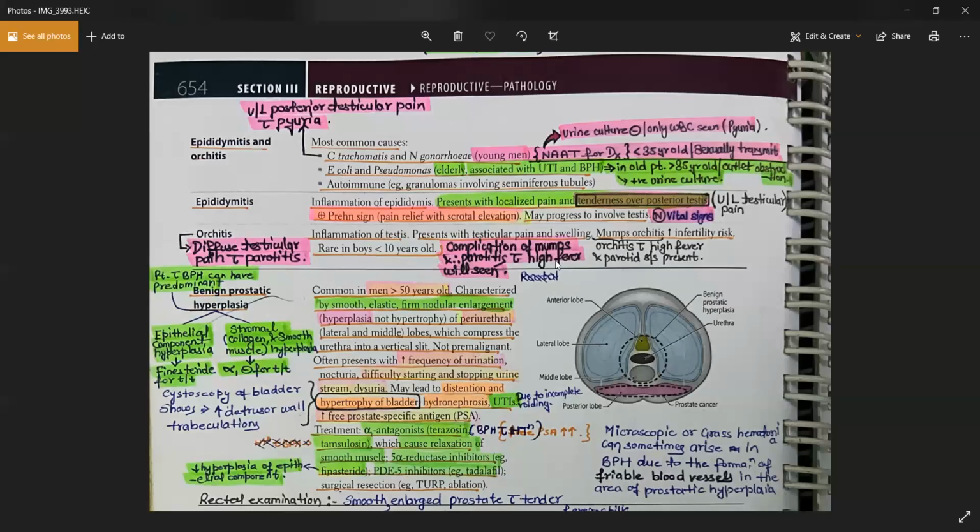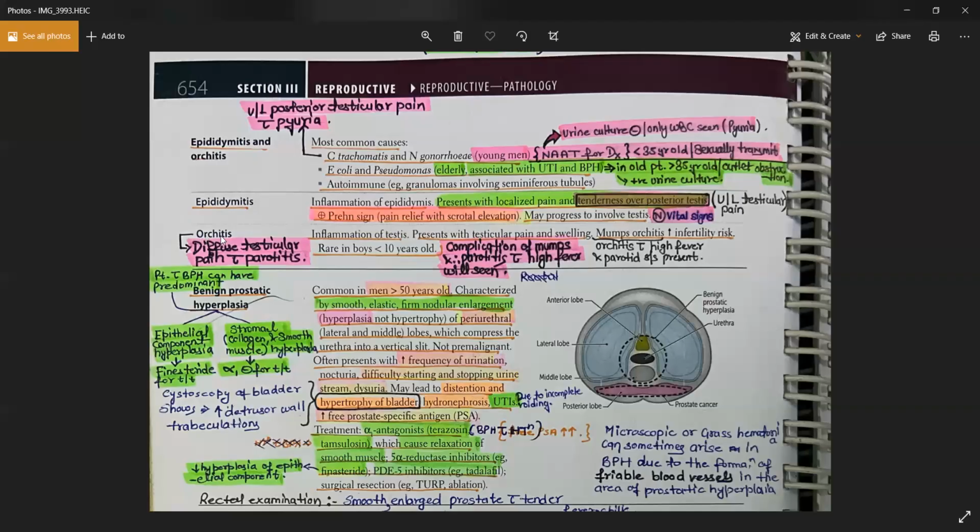If it has happened with mumps orchitis, the patient will have a history of parotitis also. The patient could have a history of pancreatitis also. It would be a child who is not vaccinated yet, because after vaccination you cannot have mumps. So the patient will have no history of vaccination, then only you will suspect mumps orchitis. Other than that, chlamydia, Neisseria, E. coli, Pseudomonas can all cause orchitis in adult patients and in old age patients.